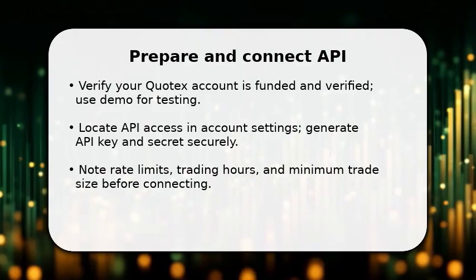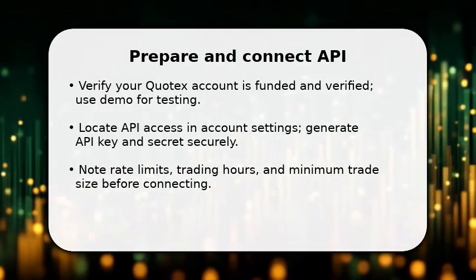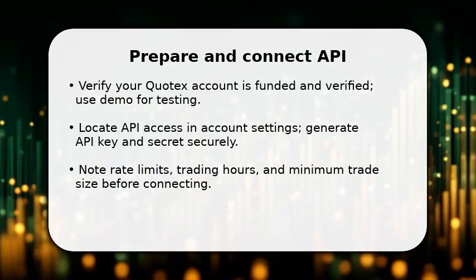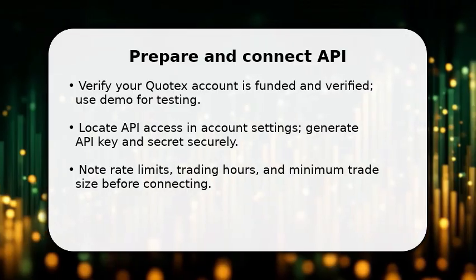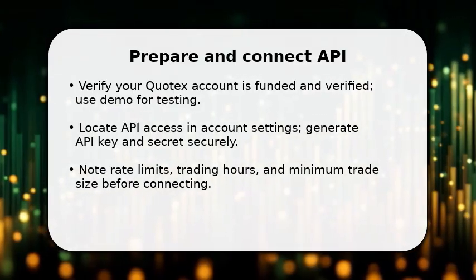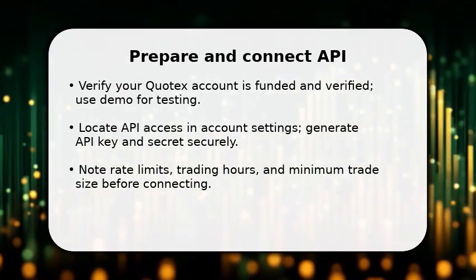You start by preparing your workspace and connecting the bot. Log into Quotex, confirm account verification and funding, then enable API access in settings. Once done, generate an API key and secret and store them in a secure vault. Do not paste keys into public notes.